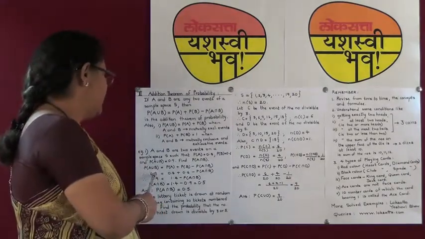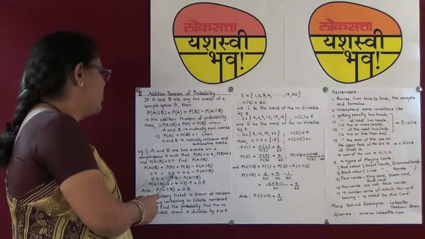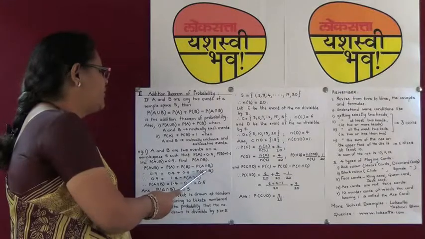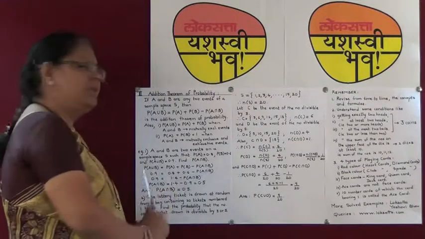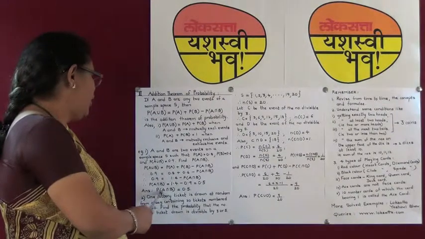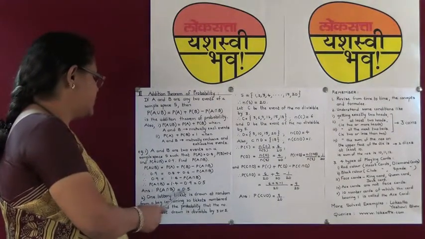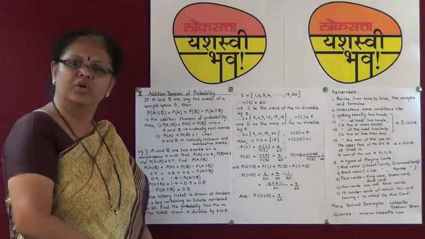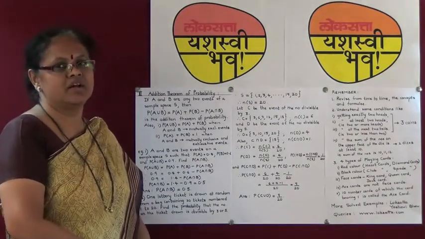And so we write 0.9 is equal to 0.8 plus 0.6 minus probability of event A intersection B. Solve it arithmetically and we get the value of the probability of intersection as 0.5. Once again, do not forget to write your final answer.